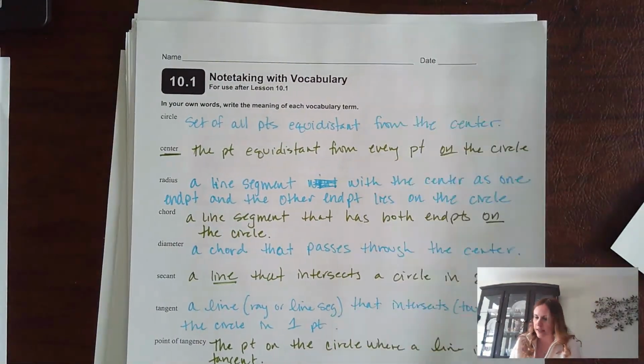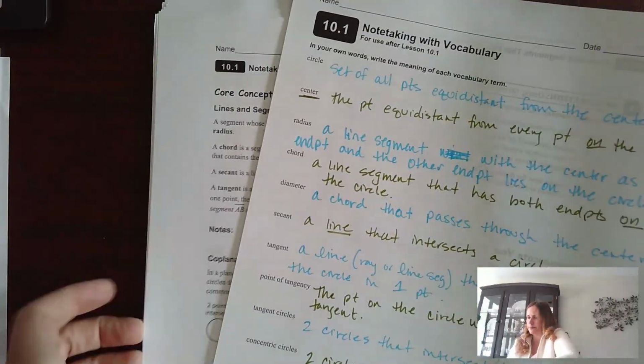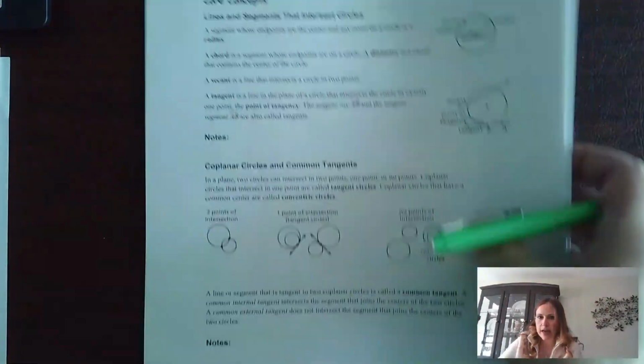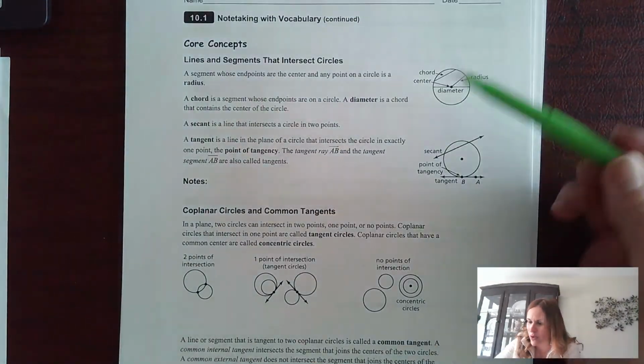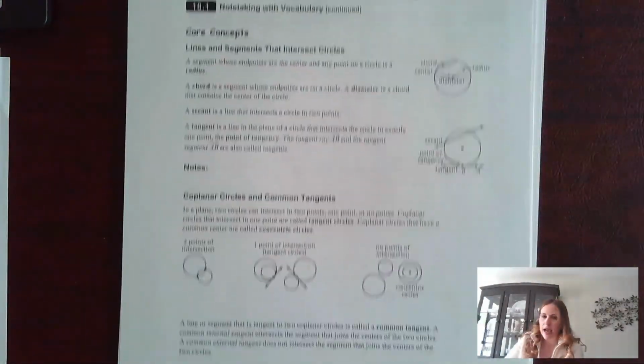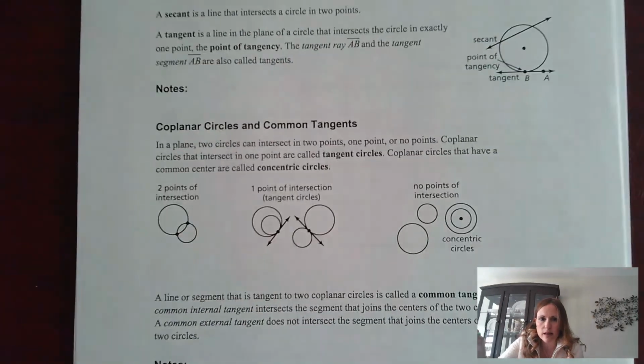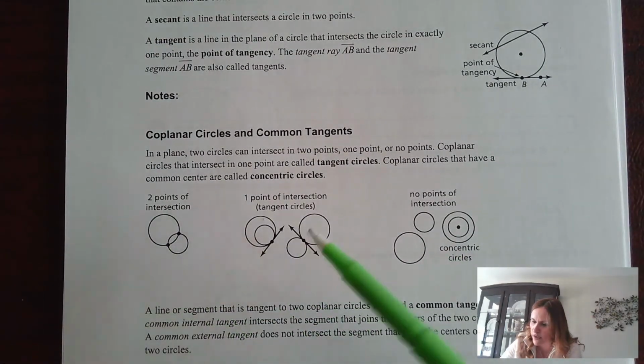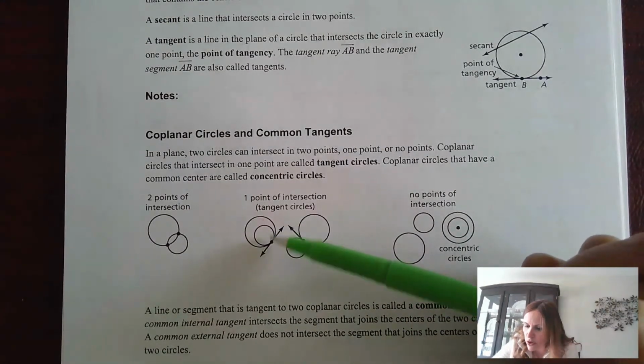Let's go ahead and move on to page 281. So let me fast forward here a bit. There are some good diagrams on your paper, like the chord, the center, all that kind of stuff. I just wanted to point out the common tangent. So this is 2 points of intersection. This is 1 point of intersection. So those two circles are tangent.